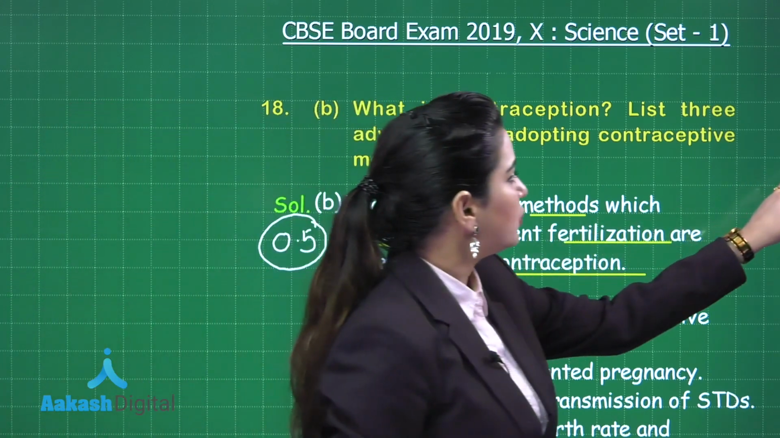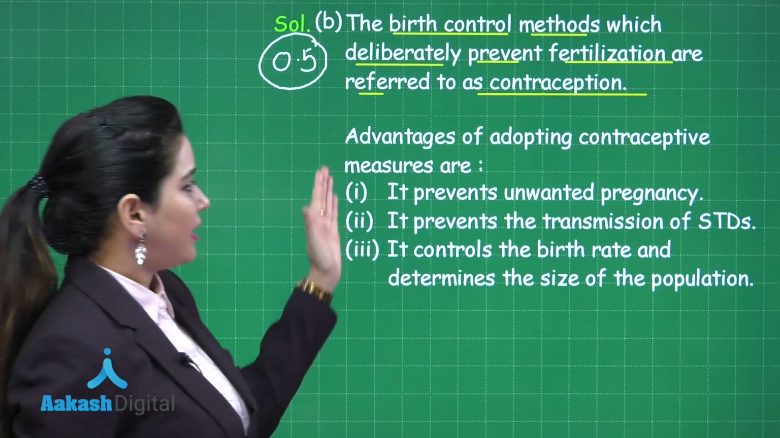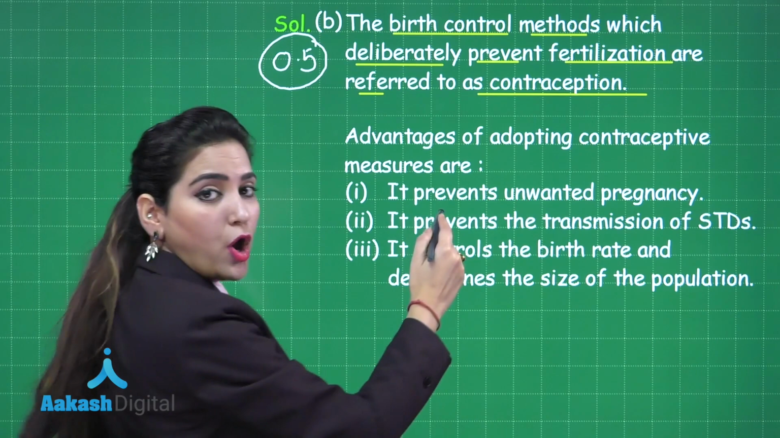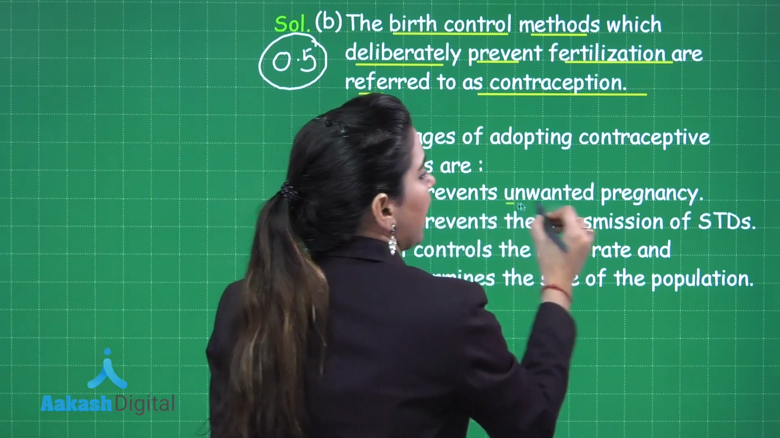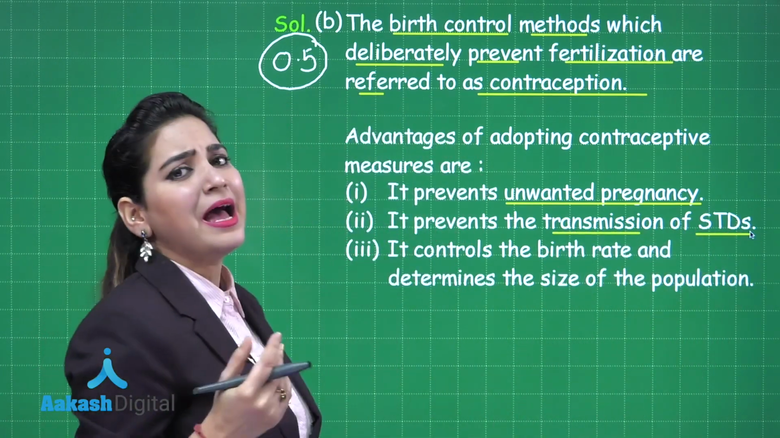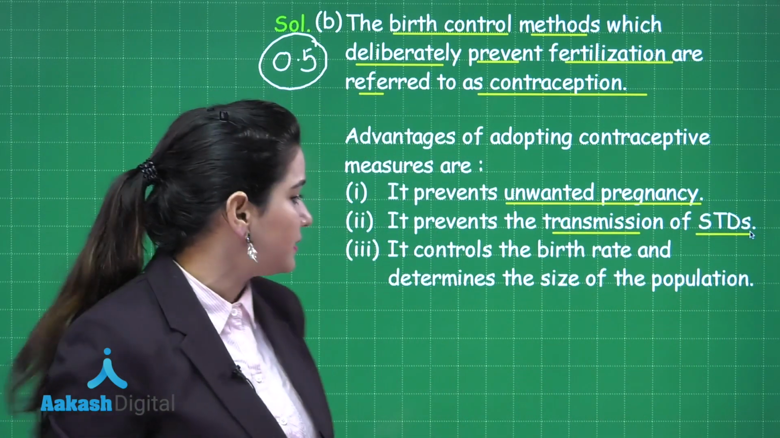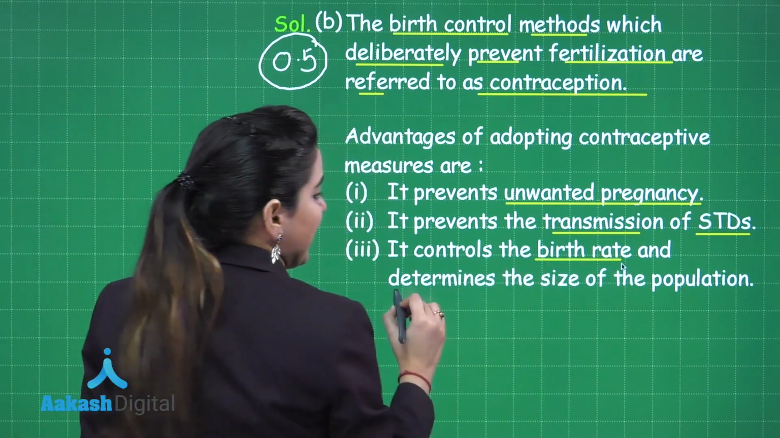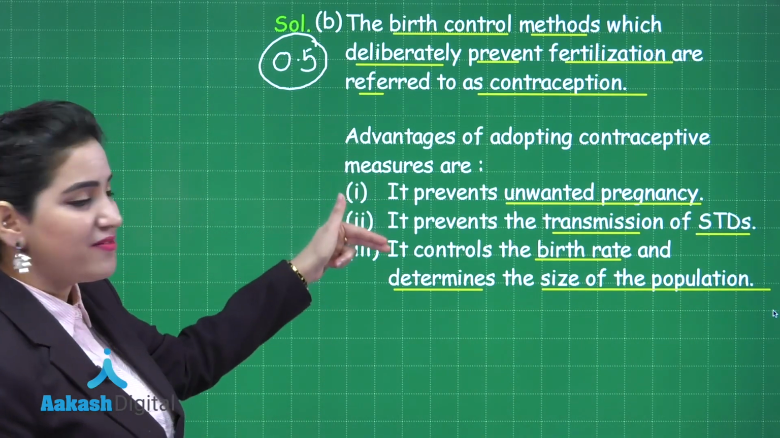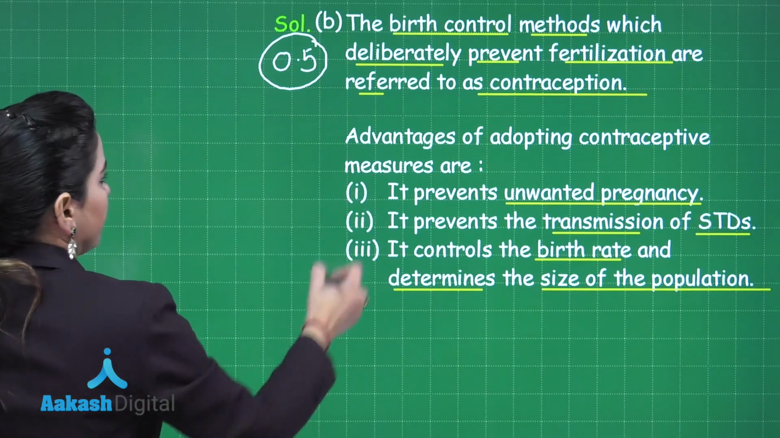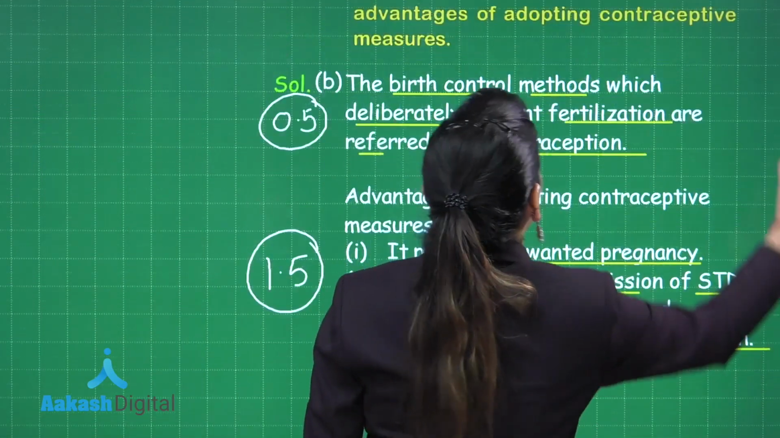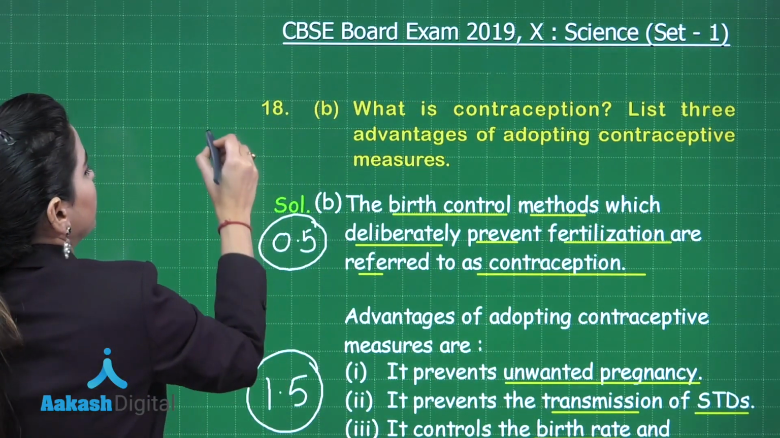Okay, then we have to list 3 advantages. Now here are 3 advantages. Number one advantage of adopting contraceptive measure is that it prevents unwanted pregnancy. It prevents transmission of STDs, STDs as in sexually transmitted diseases. Also, it controls the birth rate and determines the size of population. So all of them, 0.5, 0.5 and 0.5 is going to give you in total 1.5 marks. So you can see here 1.5 and 0.5. So this is going to give you 2 marks.